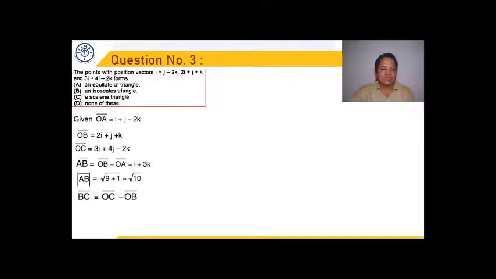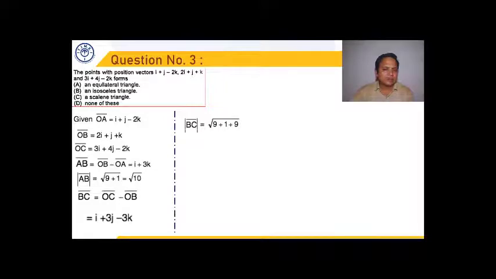Now we try the other side, BC. BC is simply calculated from OC minus OB. Now OC minus OB is 3i minus 2i is i, plus 4j minus j is 3j, minus 2k minus k is minus 3k. So the BC vector comes out to be i plus 3j minus 3k.